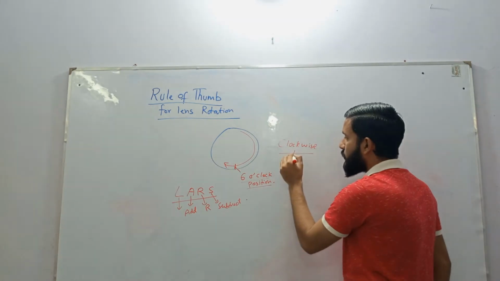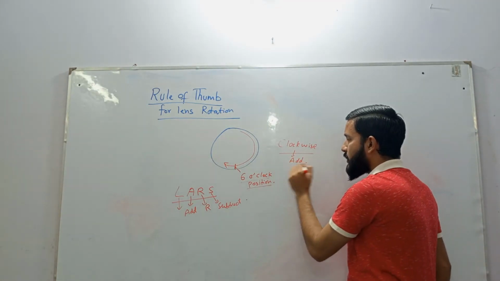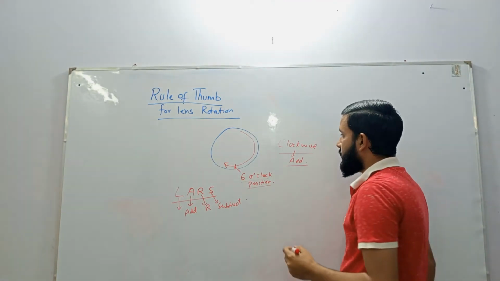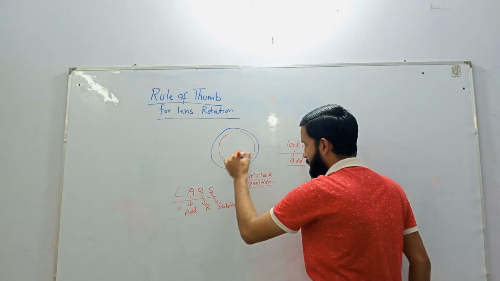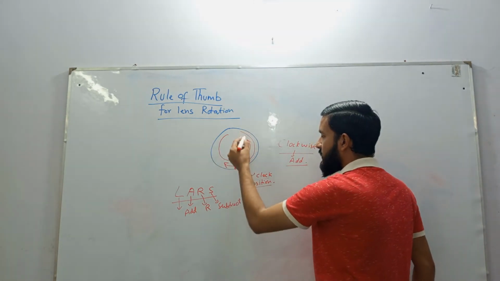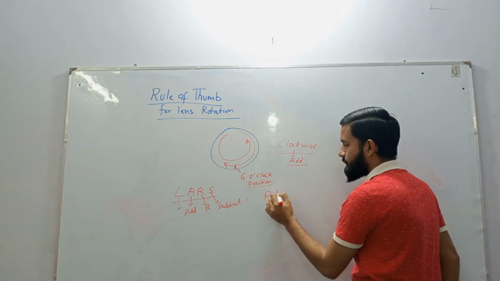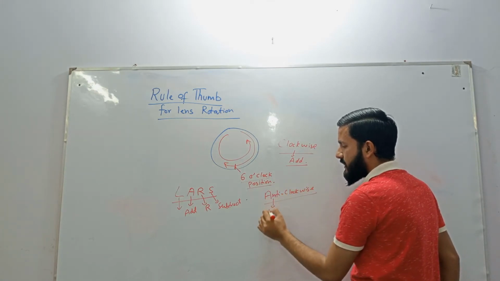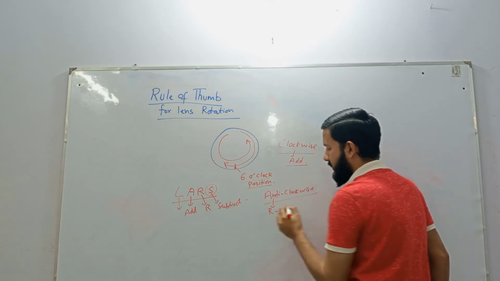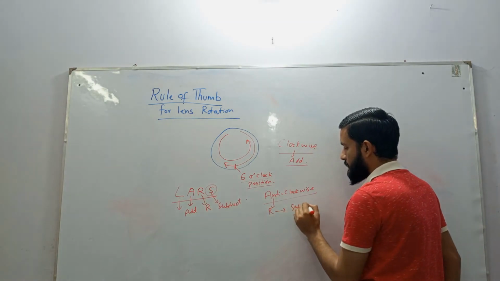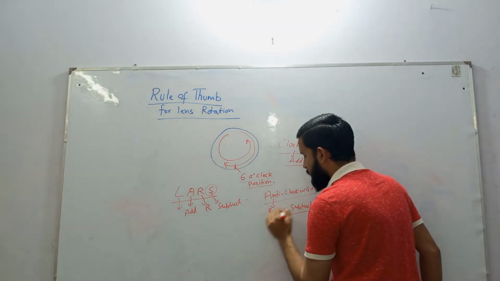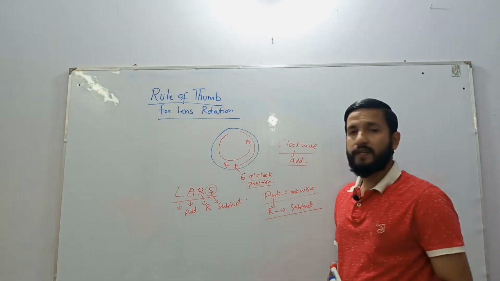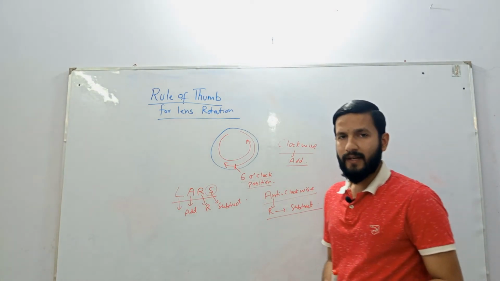In this case, you have to add. What you have to add and how you will add, we will discuss with an example later on. And if the rotation is like this, towards the right side, it is anti-clockwise. Anti-clockwise, or towards the right, in this case we have to subtract. So this is the rule of thumb for assessing lens rotation in soft toric contact lenses.